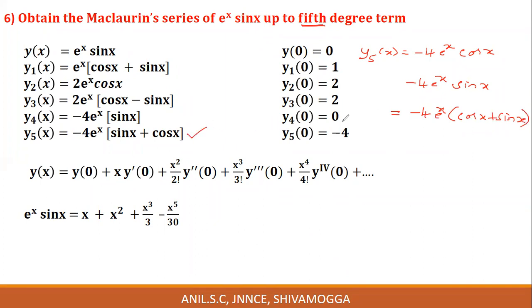Now put x is equal to 0. What we get here is y5 of 0 is equal to, here e power 0 is 1, 1 into minus 4 is minus 4, and within the bracket, cos 0 is 1, and sin 0 is 0. Therefore, minus 4 into 1 is minus 4.